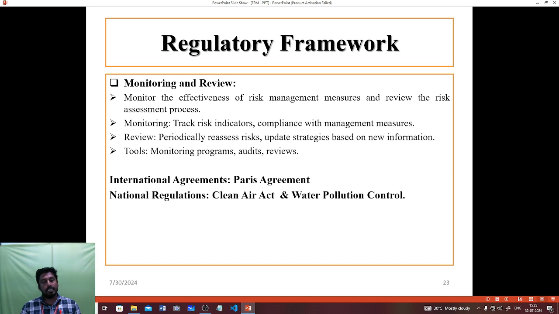The monitoring tracks risk indicators and compliance with the management measures, and also reduces the risk indicators. Then also review: it periodically assesses the risk and updates the strategies based on new information. If any new information is received from any workplaces, we can find the work needed for updating the particular area. So we review the particular risk and reach conclusions made by the regulatory framework. It is useful for the particular work.